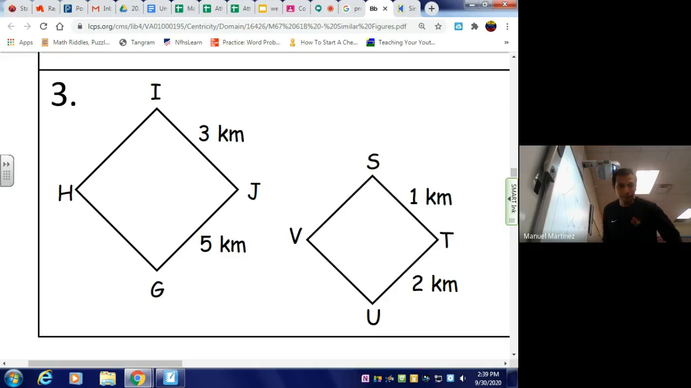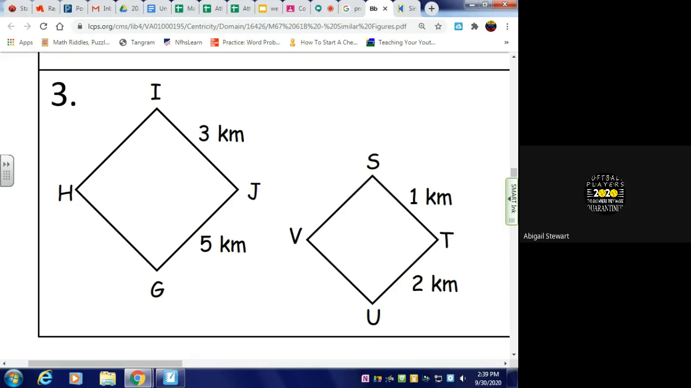So how do we determine if they are proportional? We have to compare what? The angles. If we want to determine if they are similar, we have to compare the angles. I already told you that the angles are congruent. The angles are the same. What else do we have to do?